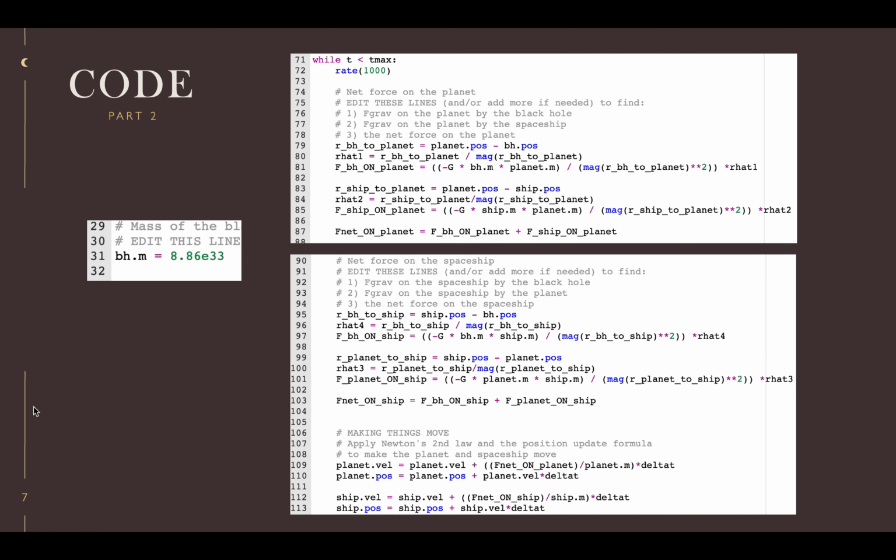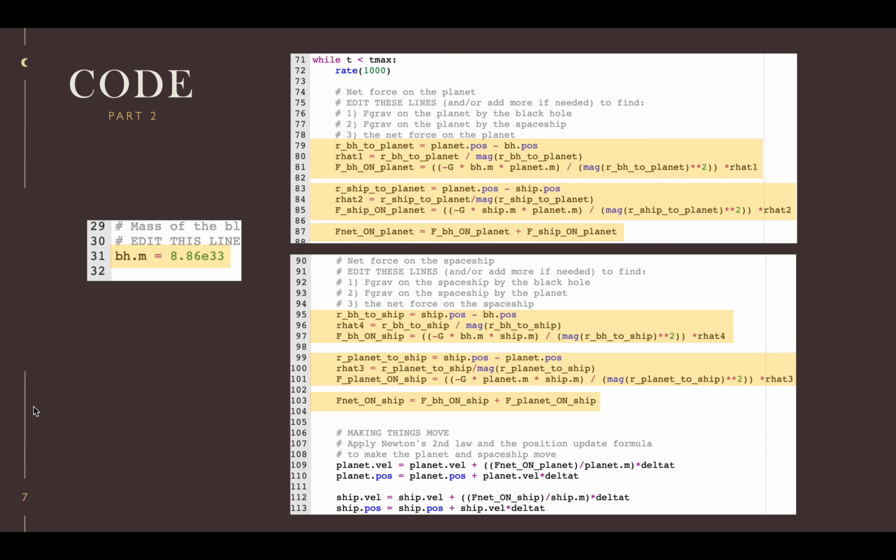In part 2 of the code, I updated the mass of the black hole given what was calculated in part 1, and then I did 2 iterations of writing formulas for gravitational force. First for the black hole on the planet, and then the ship on the planet, and then second for the black hole on the ship and the planet on the ship, and then these netted to give the net force on the planet and the ship respectively. Finally, I used the velocity and position update formulas for both the planet and the ship.